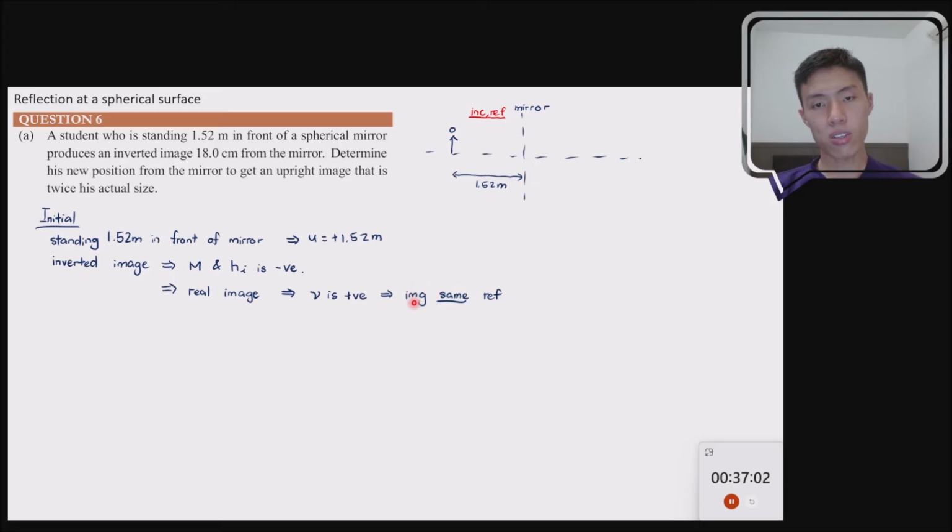So if the image is on the same side as the reflected ray, which is on the left, right? That means the 18 cm here will be from the mirror to the left, because you want to be on the same side as the reflected ray. Because V is positive, it's a real image. So the image should be inverted and real, and the distance of it from the mirror will be 18 cm to the left, 0.18 m.